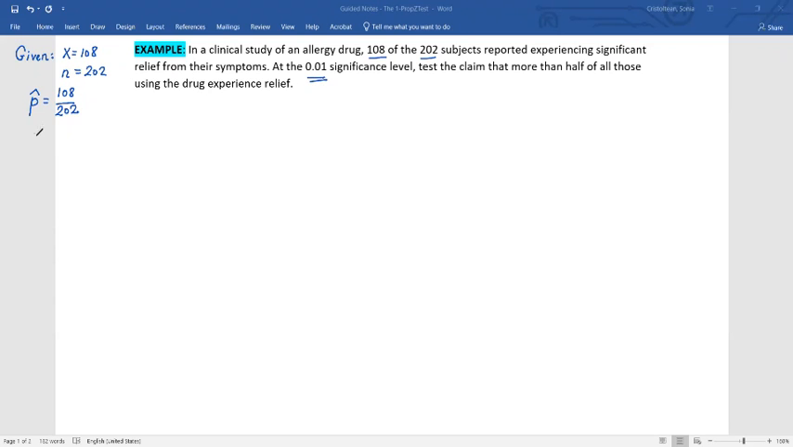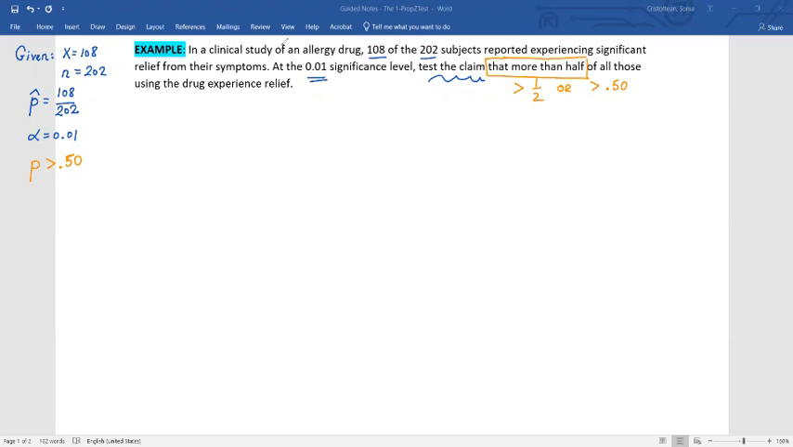Then we have alpha equals 0.01. And then we have to test this claim. Now, what do they want to tell us with this? More than half of all those using the drug experienced relief. More than half means more than 50%, or 0.5, right? So right away, we realize that we are dealing with a proportion. So the question is, is P greater than 0.50? Do more than half experience relief? This is what we want to test.